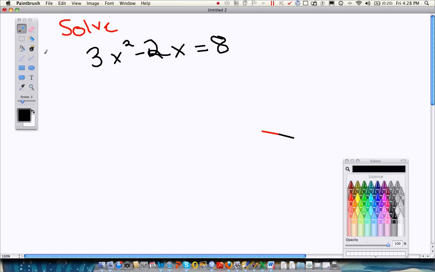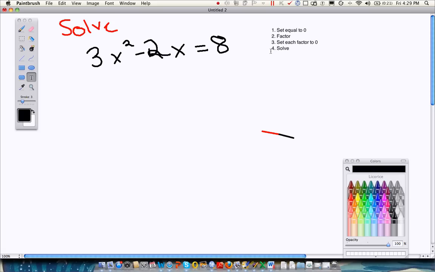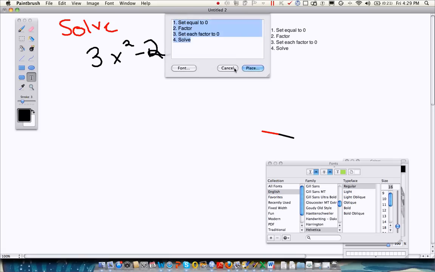Okay, now the last thing we're going to look at is solving an equation that deals with an exponent. Now there's a couple things you want to be sure you do. First, you want to be sure you set this equation equal to 0. Then we're going to factor. Then we're going to set each factor equal to 0. And then we're going to solve. So that does kind of give us a little plan of attack here.